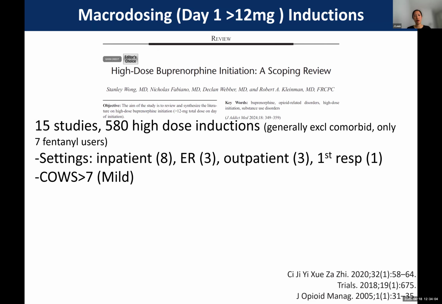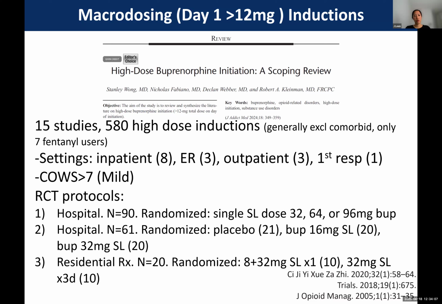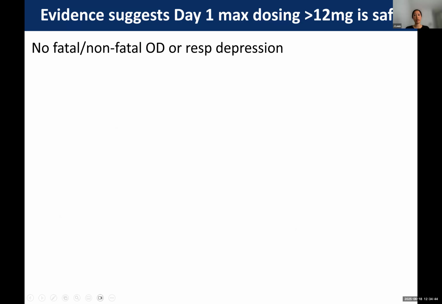Some of them were in mild withdrawal at the time. The purpose of showing you this is to let you know what sort of single doses they gave patients. So these are the randomized controlled trial protocols. And you can see that patients were given very, very high doses, so 32, 64, 96 milligrams, all in one shot. Others received 16 or 32, and this study gave a total of 40, but divided into 2 doses, 8 and 32. And overall, it was very, very safe.